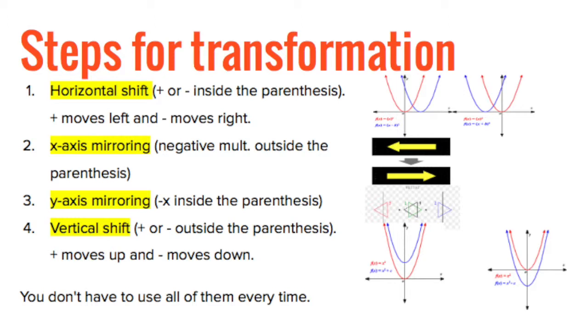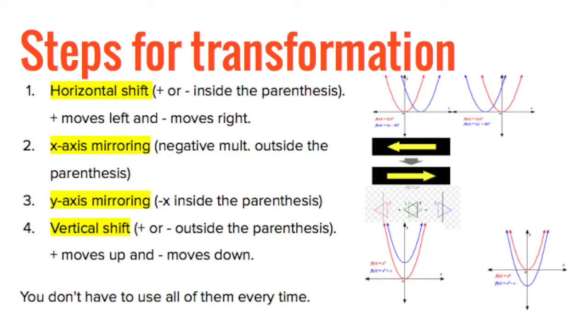In the second step, you have to check if there is a negative multiplication outside the parentheses. If there is, this means that you will have to do an x-axis mirroring, and in order to do that, you must change the sign of the y coordinate. The third step is that you need to verify if there is a negative x inside the parentheses. If that is the case, this means that you will have to do a y-axis mirroring, and in order to do that, you must change the sign of the x coordinate.